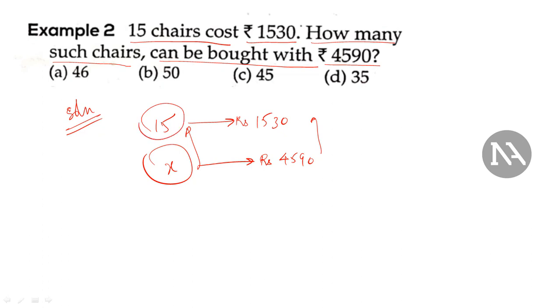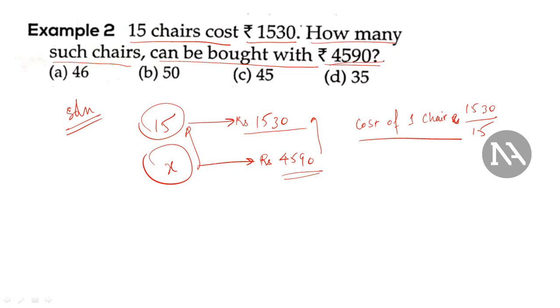So it is 15 chairs for 1530. Means for 4590 definitely we can purchase more than 15 chairs, right? So we have to first find out the cost of one chair. Cost of one chair is equal to 1530 divided by 15. We found the cost of one chair. This is rupees 1530 divided by 15.